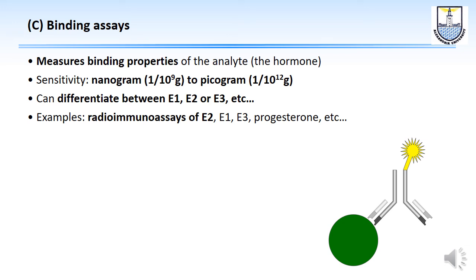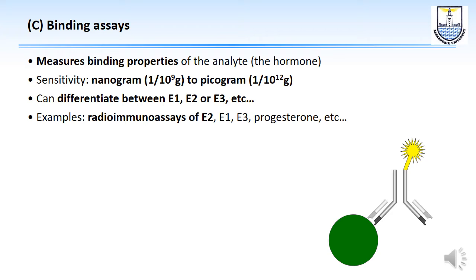The third method of hormonal assays, which came after the physico-chemical assays, is the binding assays or the immunoassays. Now, these assays measure the binding properties of the hormone, but they have very good sensitivity. You can go down to the nanogram, which is 1 divided by 10 to the power 9 of a gram, and even to the picogram, 1 divided by 10 to the power 12.